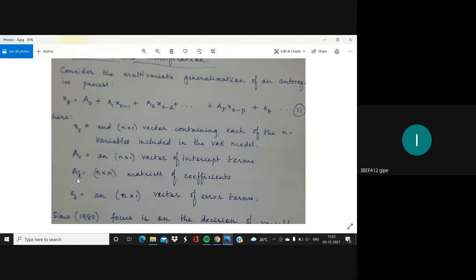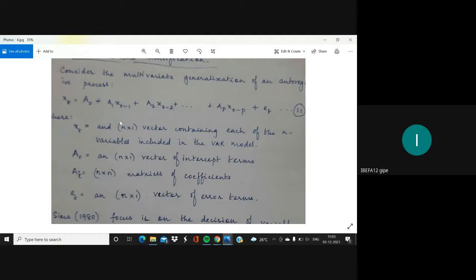Okay, then if you look at ai, this is a matrix of coefficients, and it's an n by n matrix of coefficients. Now, I think in the previous class I had asked you all why is it exactly an n by n matrix. So if you notice here in this equation, there are p lags of each of the variables in your model. So suppose, instead of two variables, there are four variables. Each of those four variables has p lags.